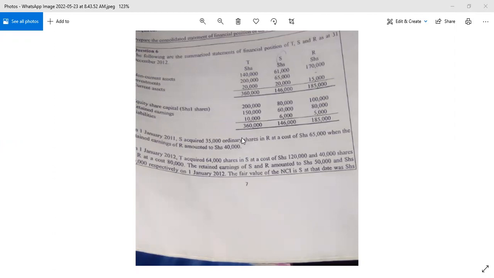Guys, I beg to stop here. If you have any questions, maybe with working number two, you know. Okay, so maybe let's look at the goodwill bit.